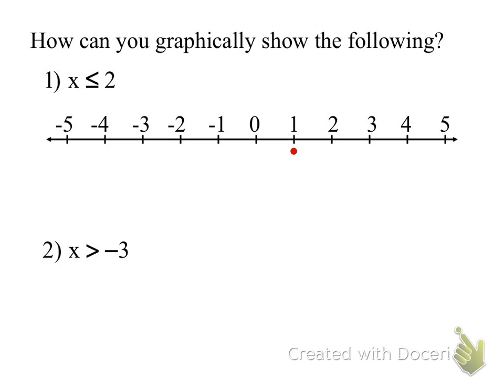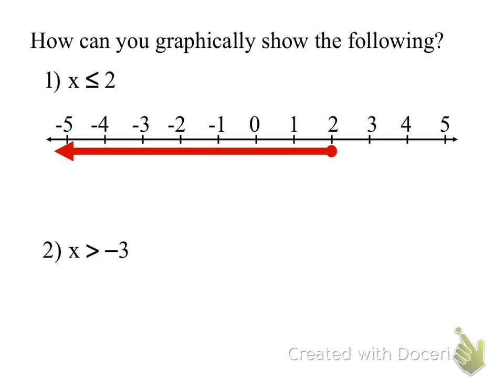So notice, number 1, does that make that statement true? If I substitute 1 for x, is that a true statement? Yeah. So 1 is less than or equal to 2. Is 0 less than or equal to 2? Yeah. I mean, there's an infinite amount of points, even the points in between. So what I do is I just show it with a graph. I connect them all, and when you color in the circle, that means it includes the 2 in all the answers. Okay?